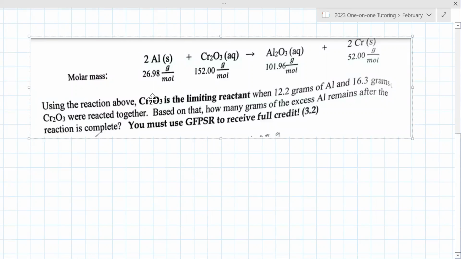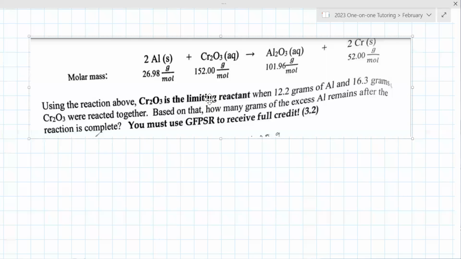Using the reaction of Cr2O3, Cr2O3 is the limiting reactant when 12.2 grams of aluminum and 16.3 grams are reacted together. Based on that, how many grams of the excess aluminum remain after the reaction is complete? Did you get a clear depiction of what it means to be a limiting reactant? Limiting reactant means it's used up first, but I don't know how it's used in this context.